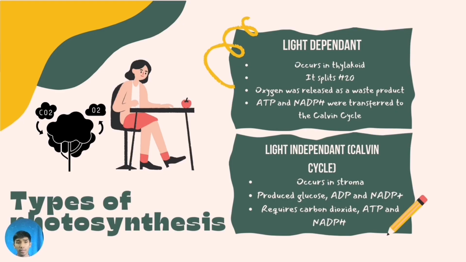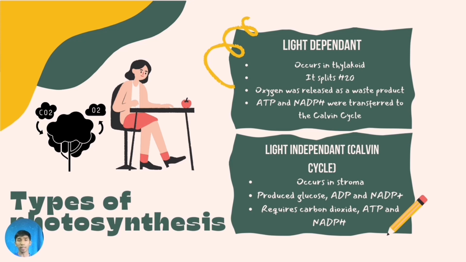In photosynthesis, there are two types of reactions. The first one is light dependent, and the second one is light independent or dark reaction, and the other name is Kelvin cycle. The first one is light dependent. The light dependent reaction occurs in the thylakoid. It splits the H2O or water. The oxygen is released as a waste product. ATP and NADPH are transferred to the Kelvin cycle.